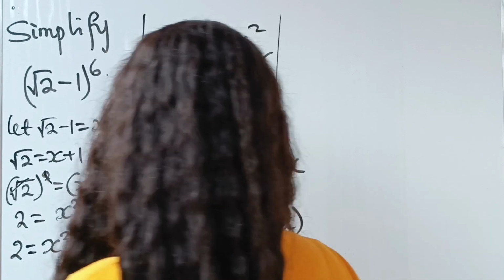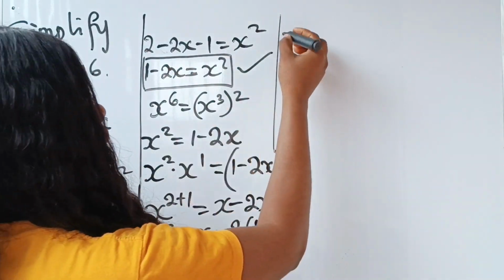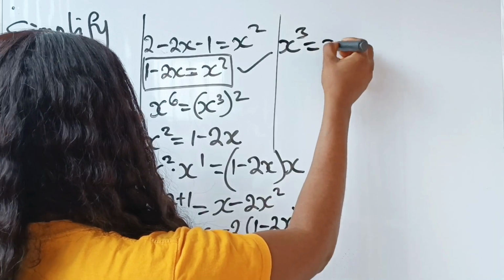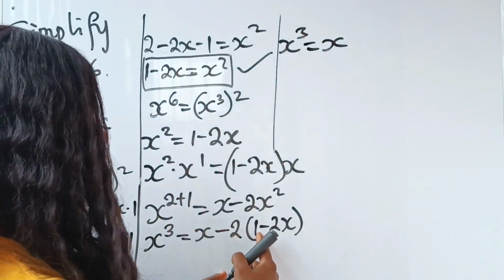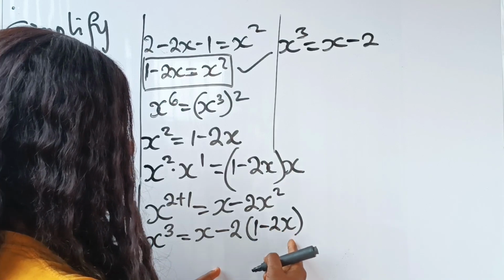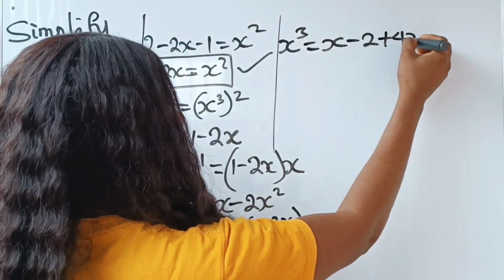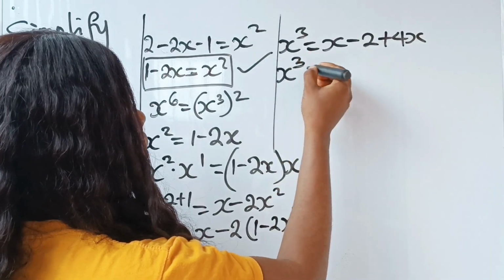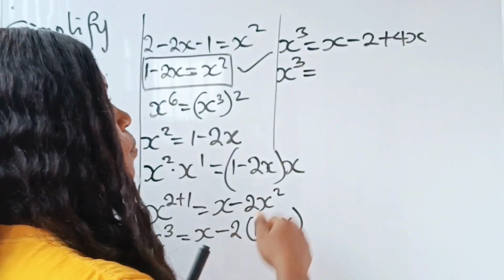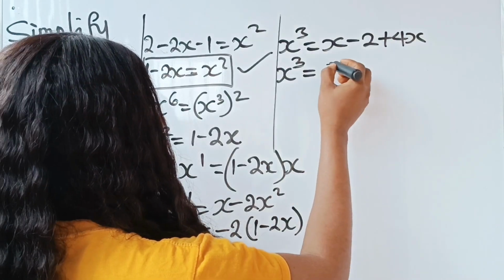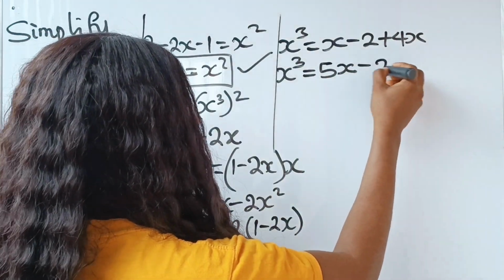Now see what we have. That x to the power of 3 is equal to x. Now minus 2 times 1 will give us minus 2. Minus 2 times minus 2x will give us plus 4x. So that means that we have x to the power of 3 is equal to, now x plus 4x will give us 5x, right? So we have 5x minus 2.